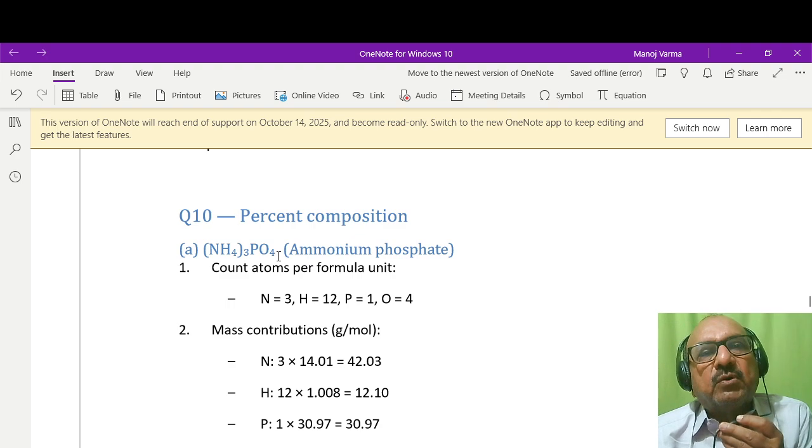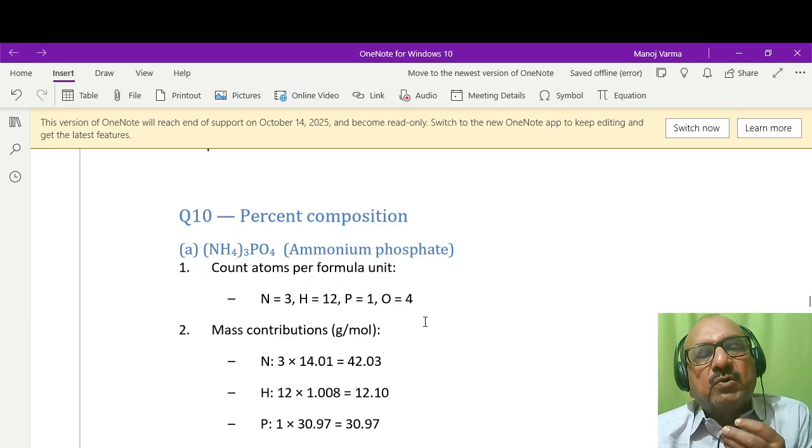You really don't have to know the name of the compound as such, just focus on the formula. Now what you have to take care about is that when you have to find out the percentage of nitrogen, then you have to make sure that you are taking the correct number of nitrogen atoms in the formula. So you can carefully observe that nitrogen atoms are 3. The hydrogen atoms are 4 times 3, that is 12. There is only one phosphorus and there are 4 oxygens. Nitrogen 3, hydrogen 12, phosphorus 1 and oxygen 4.